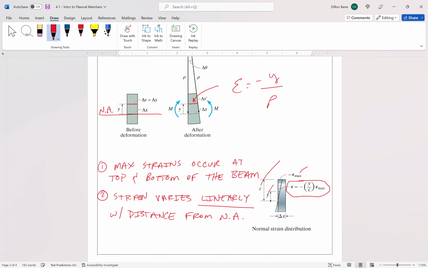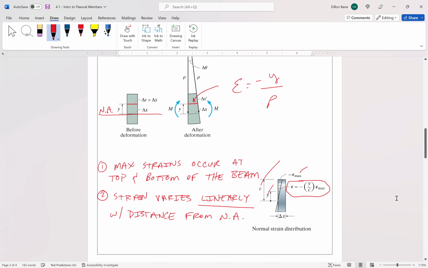All right, that's an equation. It's just a mathematical equation of what we have found out thus far, right? We get a maximum strain top and bottom, and it varies linearly. Just putting that into an equation format, we get this equation where strain equals negative y over c times strain max.